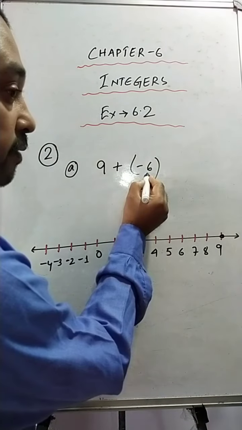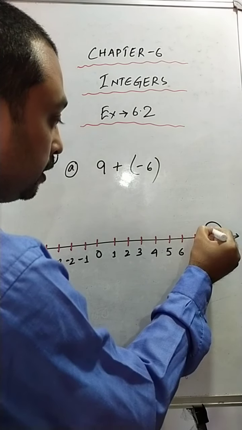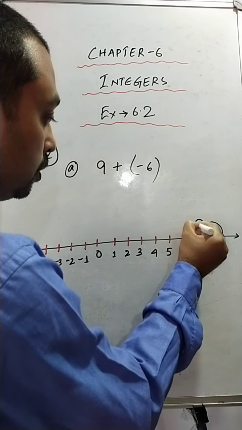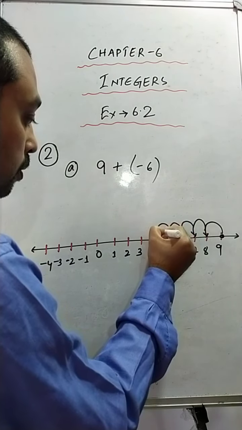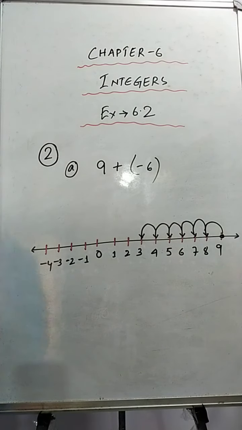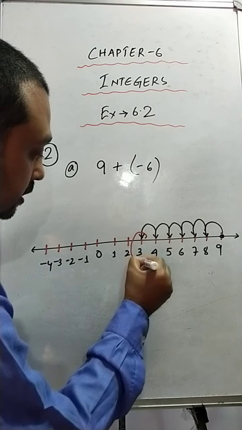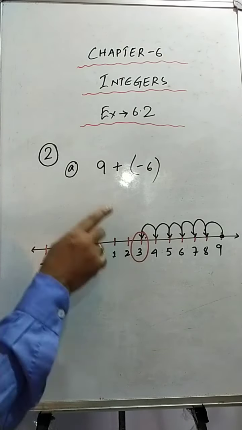So how many numbers do we have to move? 6. So 1, 2, 3, 4, 5, and 6. So this is our required destination. So what is the answer? Our answer is plus 3.